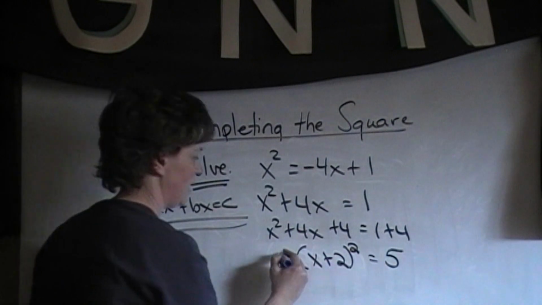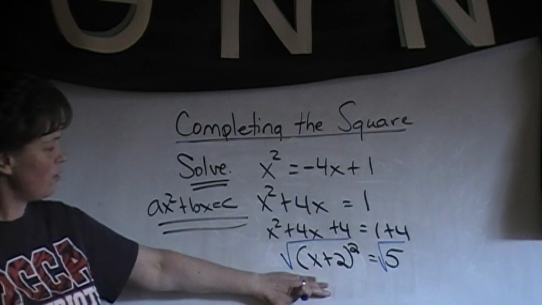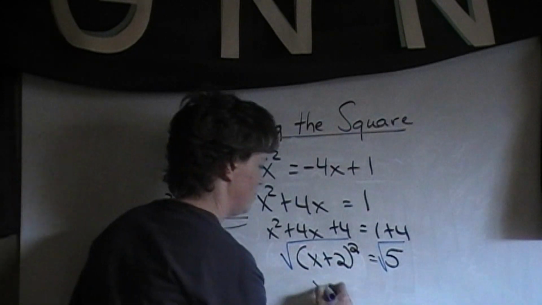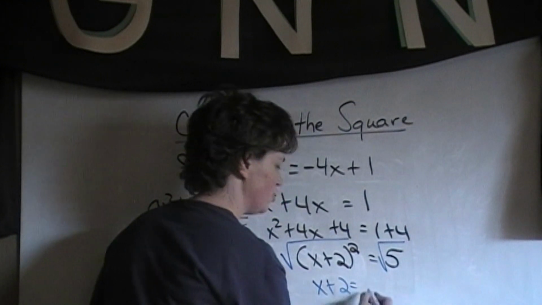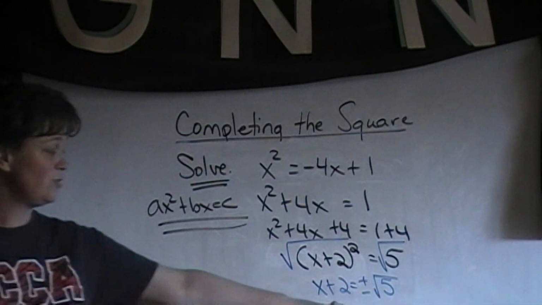Alright, so I'm going to take the square root of this side and the square root of the right side. The square root of (x plus 2) quantity squared is just x plus 2, and it is equal to plus or minus the square root of 5. I cannot simplify this square root, so it's finished.